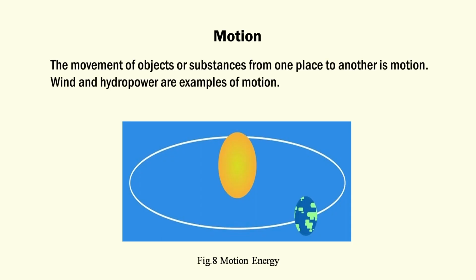The branch of physics describing the motion of objects without reference to its cause is called kinematics, while the branch studying forces and their effects on motion is called dynamics. The movement of objects or substances from one place to another is motion. Wind and hydropower are examples of motion.